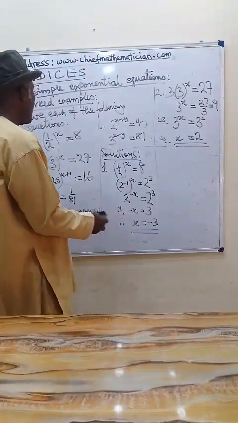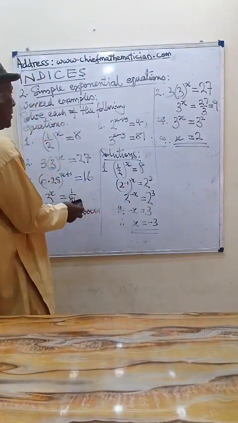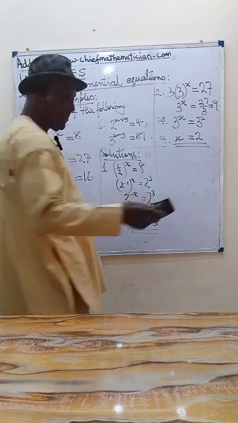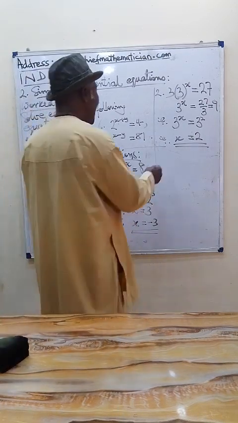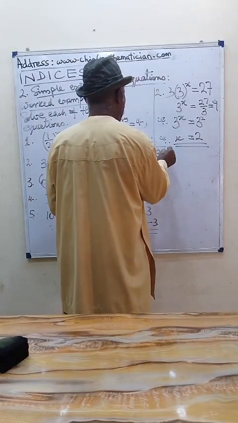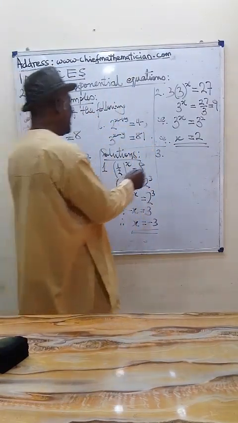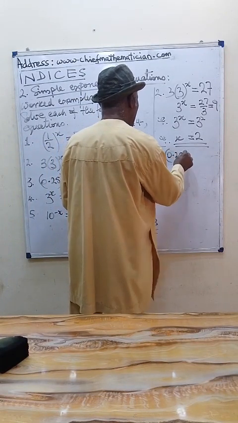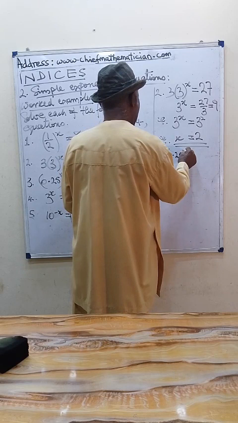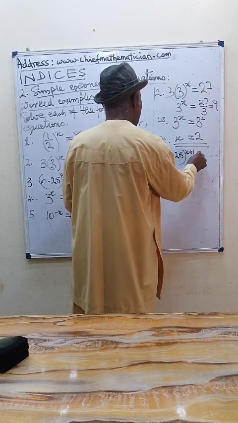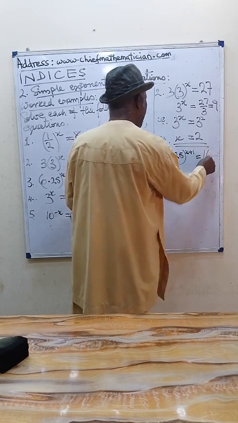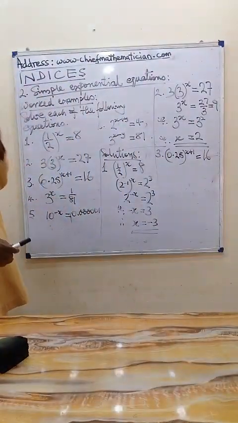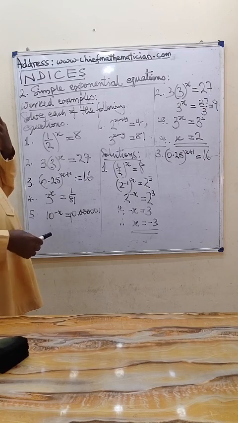Now number 3. Number 3 is 0.25 to the power x plus 1 is equal to 16. 0.25 raised to the power x plus 1 is equal to 16.